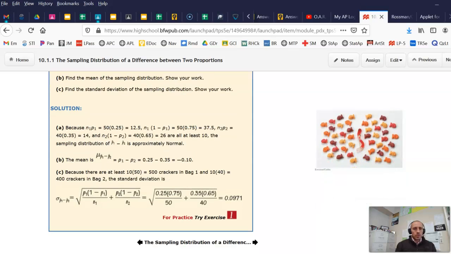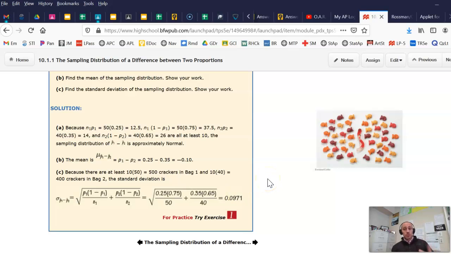The standard deviation. Now I'm checking the 10% condition. 50 times 10, there's at least 500 crackers in bag 1. 40 times 10, at least 400 crackers in bag 2. 10% condition is met. So I can go right to calculating the standard deviation by plugging in, adding the variances essentially, to get a standard deviation of about 0.09.